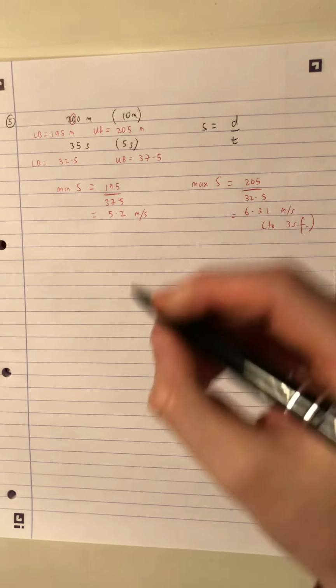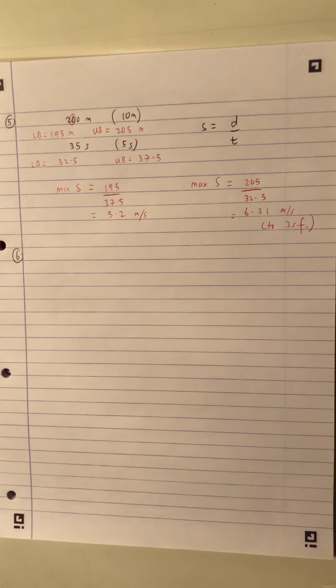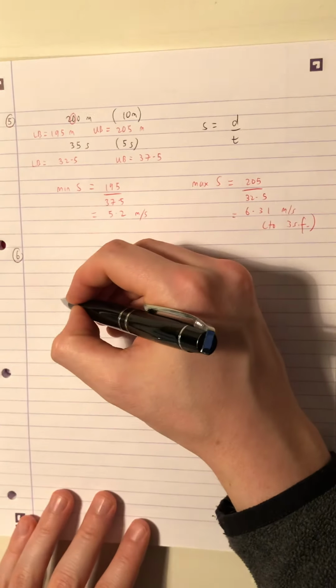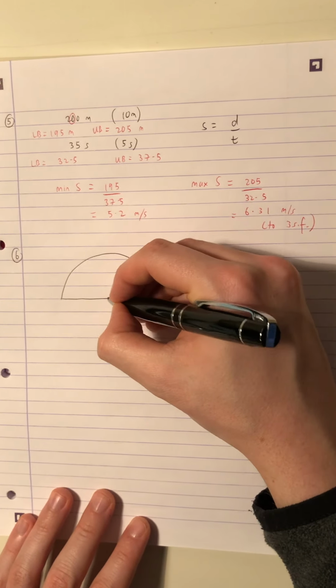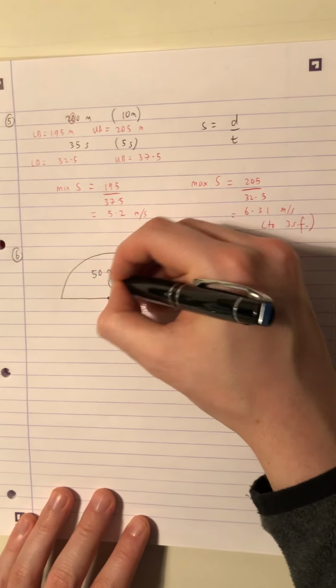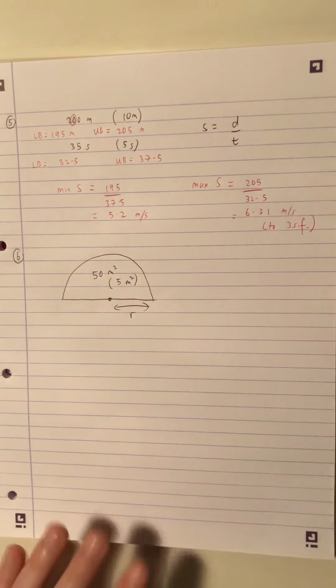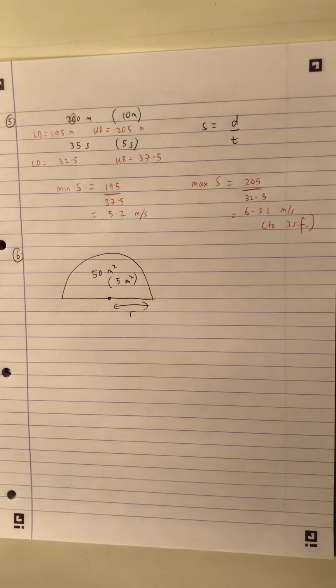Okay, question 6. You've been given a semicircle and it's measured 50 meters squared. So you've got semicircle, center, radius, 50 meters squared to the nearest 5 meters squared. Again, one of those awkward ones. Find the upper and lower bounds for the perimeter. Okay, this is really difficult.